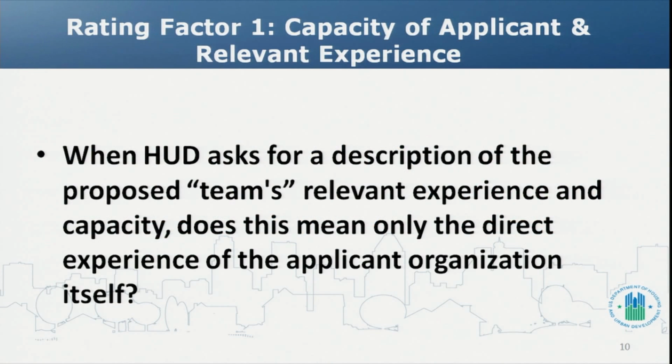Marie, when HUD asks for a description of the proposed team's relevant experience and capacity, does this mean only the direct experience of the applicant's organization itself? HUD's use of the word team includes both the applicant organization and the subcontractors and consultants with whom, as Ken said in the earlier question, the applicant has an agreement. This may or may not include a description of every individual team member's experience and expertise, but it should include enough information so that you're not simply listing the names and qualifications of all the staff members.